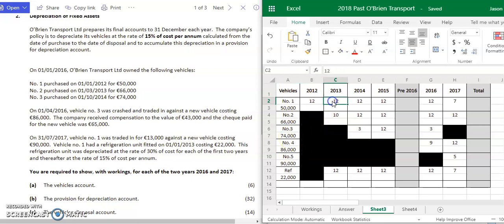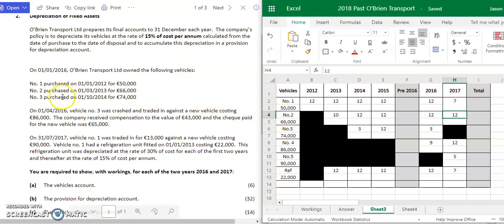And then you figure out how many months you're going to calculate depreciation for each one of the vehicles, for each one of the years, making sure that we take into account when we got rid of it and when we bought it. So vehicle number 1, we bought on the 31st of the 1st. We got rid of it on the 31st of the 7th. So for 12 months at the start, we have 7 months at the end, and we need to include all the months in between. Vehicle number 2, we bought on the 1st of the 3rd, 2013. So we have it for 10 months. And then we didn't get rid of vehicle number 2, so we have it for 12 months depreciation for all the other years.